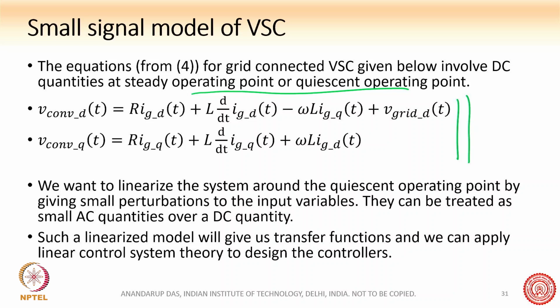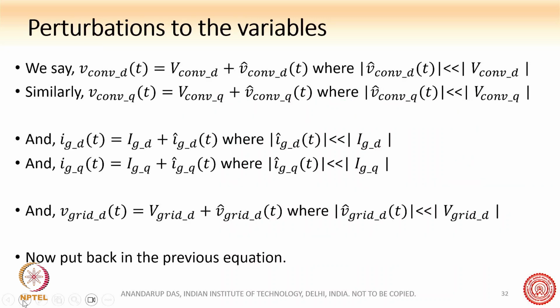And then we find out the transfer function between the output and the input variables over that small AC perturbation. Then we can apply linear control system theory to design the controllers. This is what is very well known in many branches of engineering, including power electronics, and this is what we will follow here. So how do we do this for these equations?